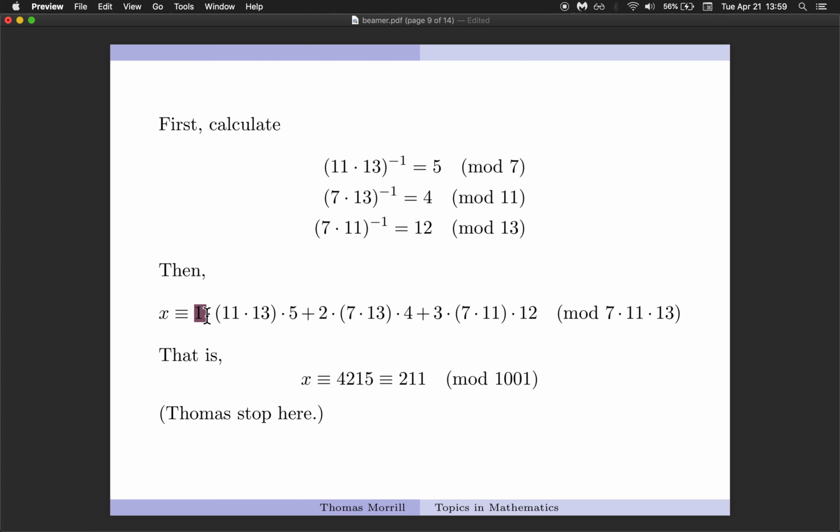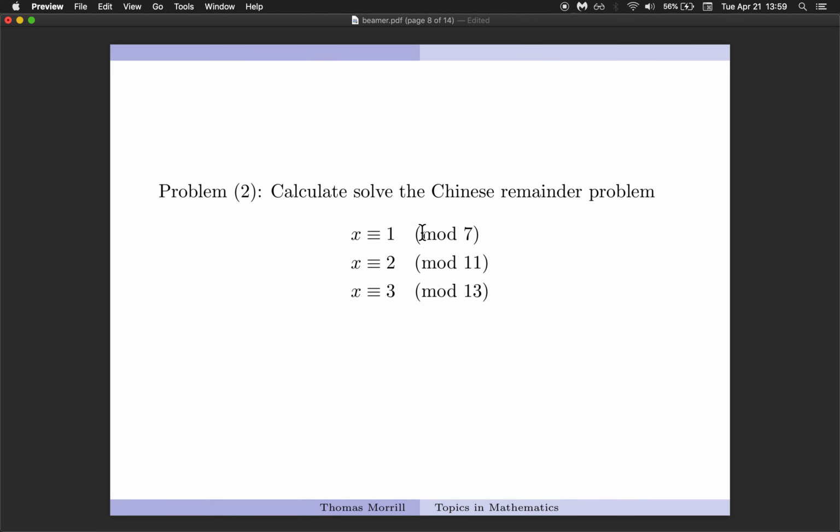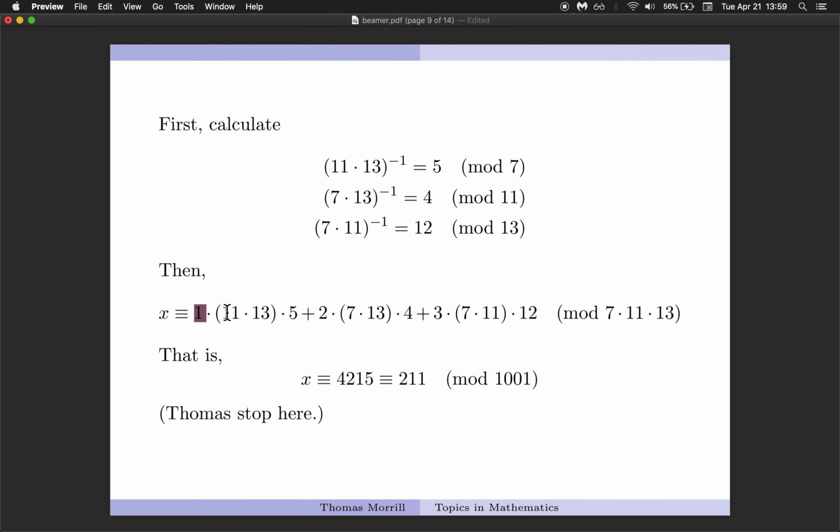So I take the number 1, which is the residue that x is supposed to have modulo 7. I take 1, I multiply by 11 and by 13, and then by 5, which is the inverse of 11 times 13 mod 7. The reason I do that is when I hit this formula with integers mod 7, right?